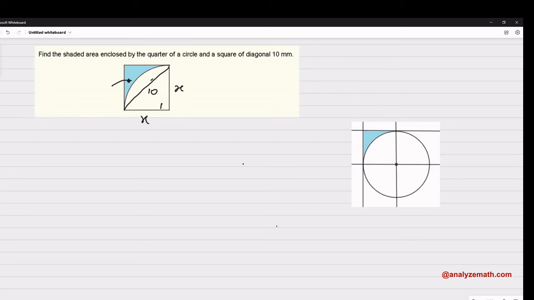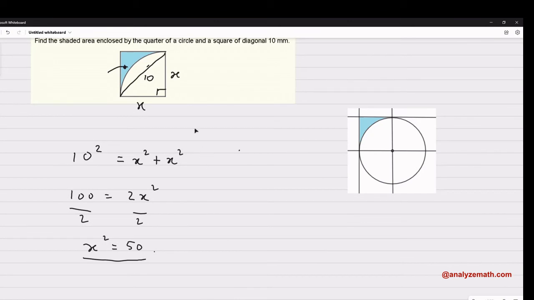So let's use the Pythagorean theorem on this right triangle and write that the hypotenuse, which is the diagonal, squared is equal to the sum of the squares of the two sides. So 10 squared is 100, and x squared plus x squared gives me 2x squared. Divide both sides by 2, and that gives me x squared equal to 50. Now let's keep it x squared, and then we go to the area.